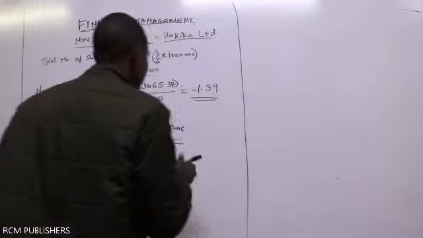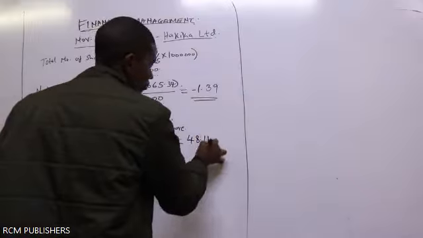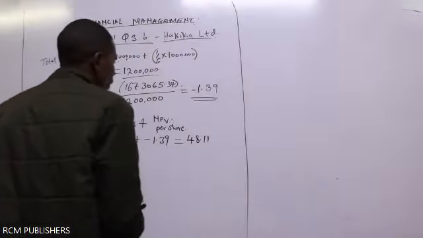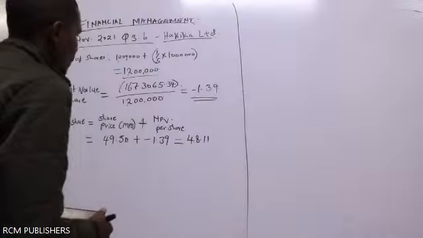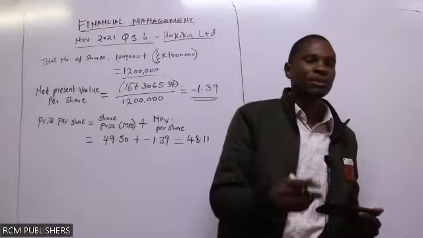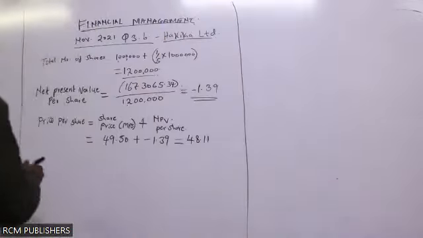48.11. Sorry, 48.11. So that is our price per share as requested by the examiner. Roman number 1, done. Let's go to Roman number 2.